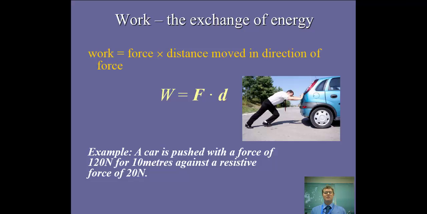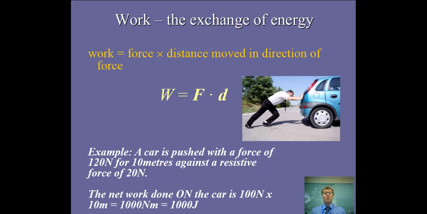My example here is a car is pushed with a force of 120 newtons for 10 meters against a resistive force of 20 newtons. So that means that the resultant force is 100 newtons. The 100 newtons acts for 10 meters. So that means the net work done on the car is 100 newtons times 10 meters, or 1,000 newton meters, or 1,000 joules. That's the additional energy the car now has. And in this case, because it's been pushed along, it's moving faster and faster, it's gaining kinetic energy.